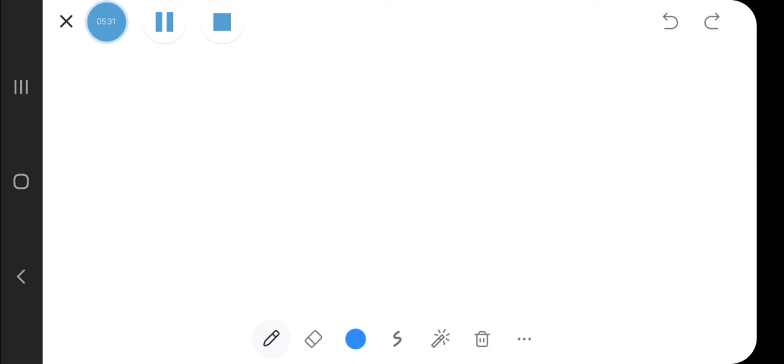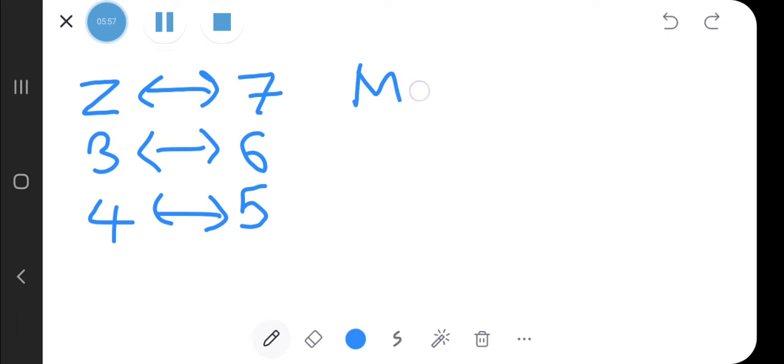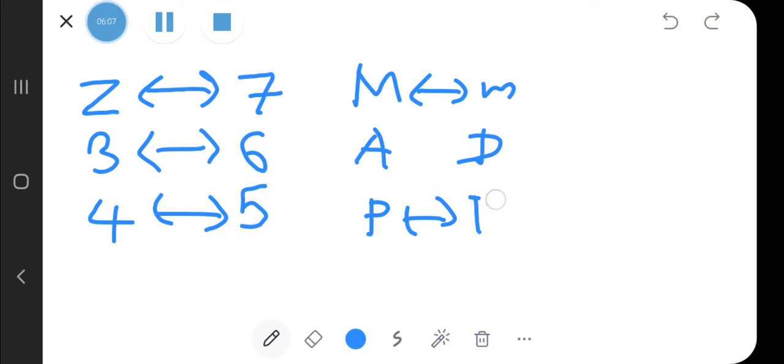So when we invert a second, it is a seventh. When we invert a third, it becomes a sixth. When we invert a fourth, it becomes a fifth. And the other thing is, major would be minor, augmented would be diminished, perfect remains perfect.